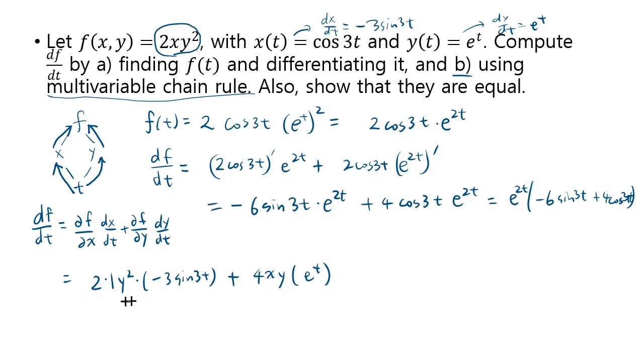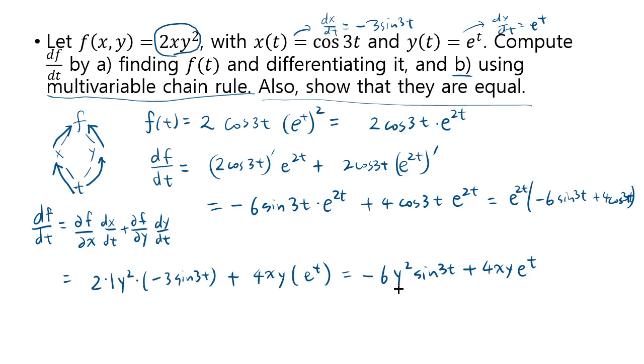So that's the result you get if you simplify. Negative 3 times 2 is negative 6y squared sine 3t plus 4xy e to the t. So that's the result that you get if you use the multivariable chain rule. And at first glance, they don't look the same, right? But it said also show that they are equal. So how do we know that these two are equal?